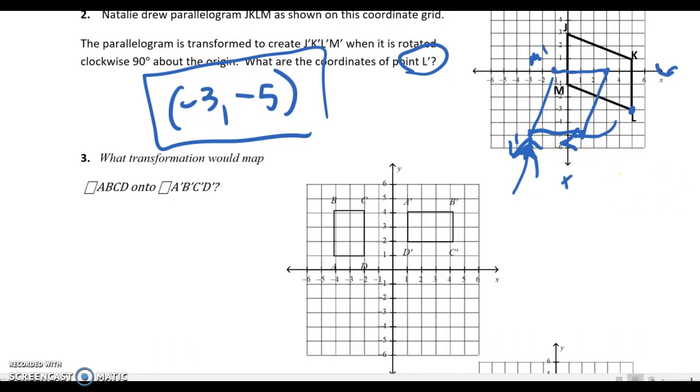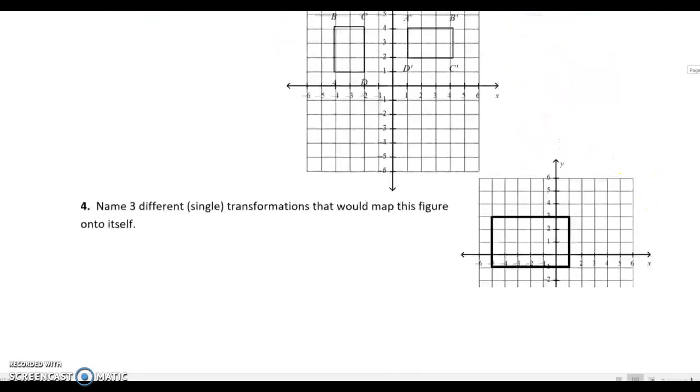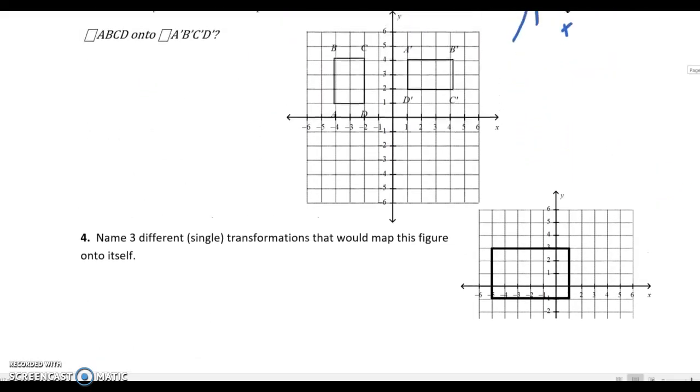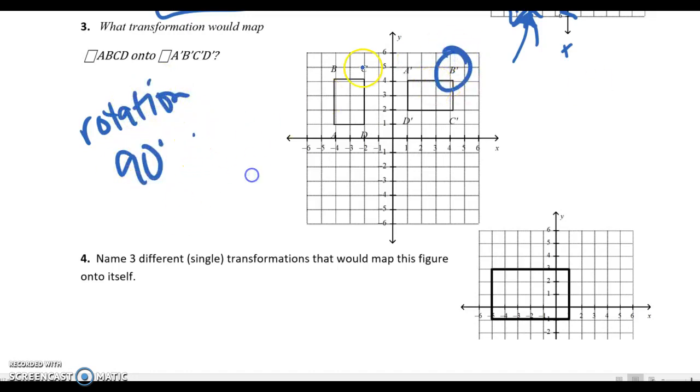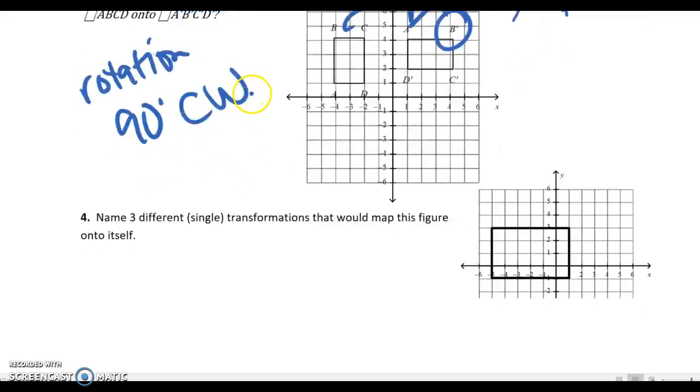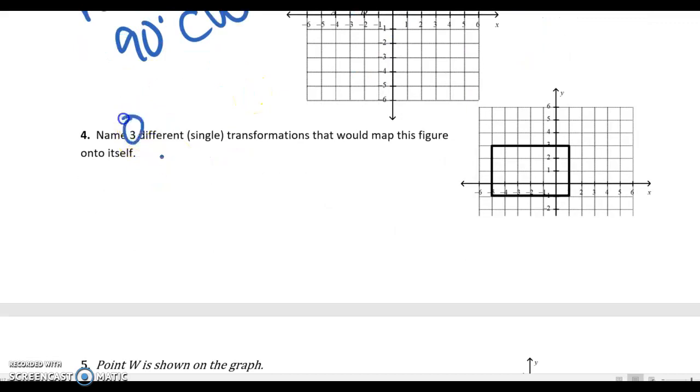Number 3, in order to get this rectangle onto the other one, it was a rotation. But of course you have to be specific. It was 90 degrees. And since this is the prime, that's the new one, so it went this direction, which is clockwise.